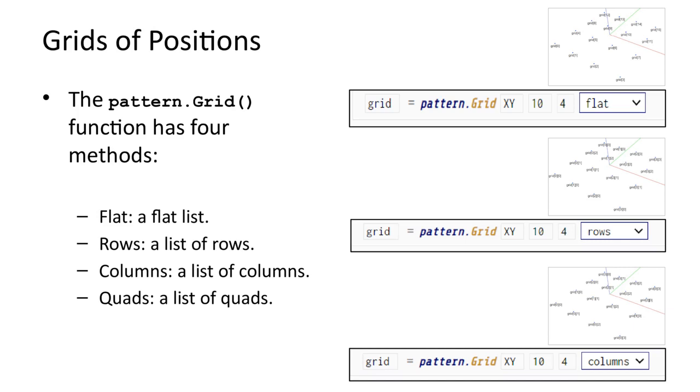In all 4 cases, 16 positions are generated. The only difference is the list data structure. The flat method generates a flat list, with the index ranging from 0 to 15. The rows method generates a list of lists, where each sub-list represents a row of positions. The columns method generates a list of lists, where each sub-list represents a column of positions.